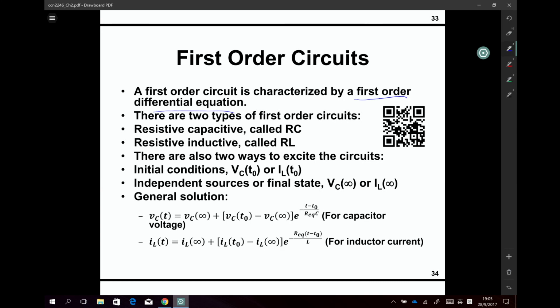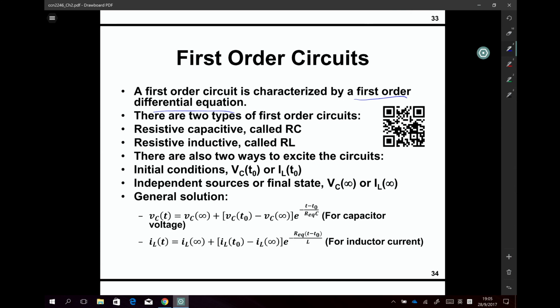And at that time, you can know how to solve the differential equation. But as I have said, in this part, I don't ask you to solve the differential equation. Instead, I will give you the general solution, like this one.